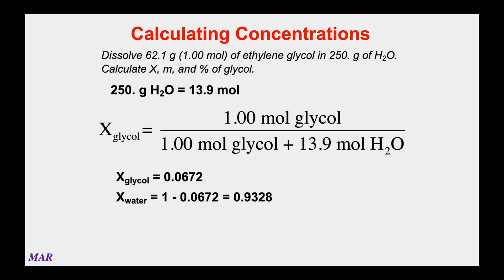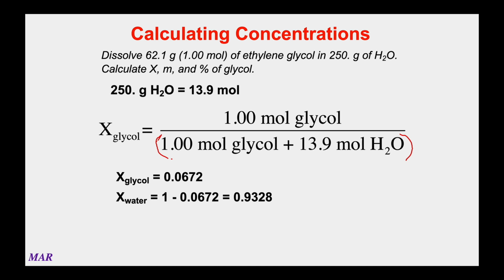Do not put in your calculator 1 divided by 1 plus 13.9. It'll come out to be 14.9, and that's not the right answer. You want to make sure that the whole denominator is placed in parentheses, or just have 13.9 plus 1, something like that. But make sure you do your math right. In the denominator, make sure that's all in parentheses.